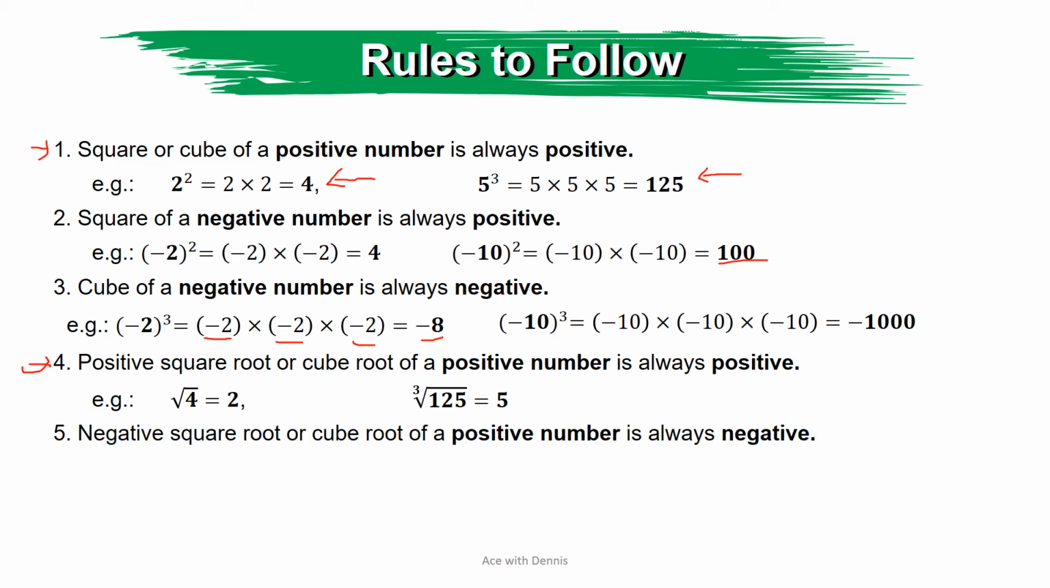5. Negative square root or cube root of a positive number is always negative. Here's an example. Negative of square root of 4 equals negative 2. And negative of cube root of 125 equals negative 5. You can treat it as negative 1 times square root of 4, which gives negative 2, or negative 1 times cube root of 125, and we get negative 5.